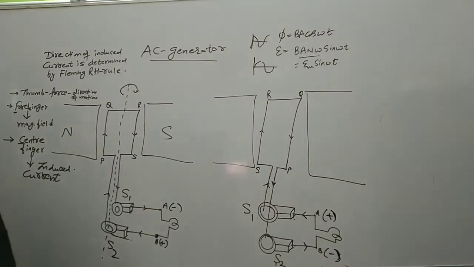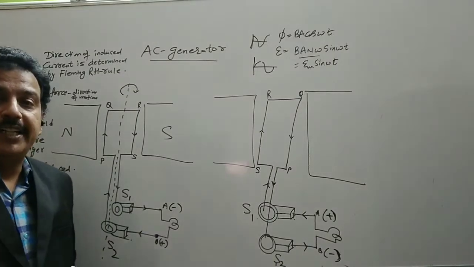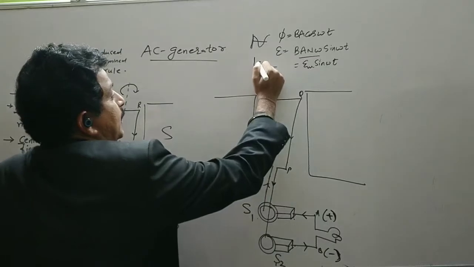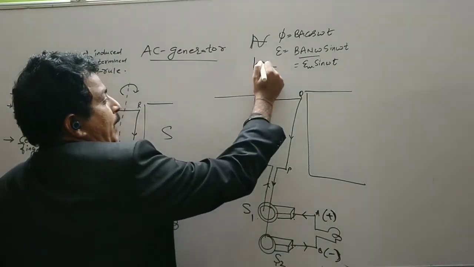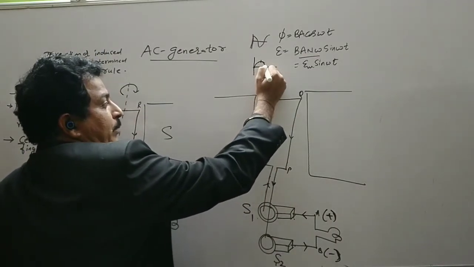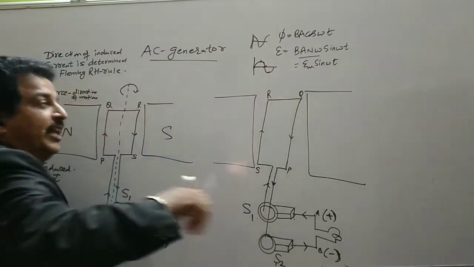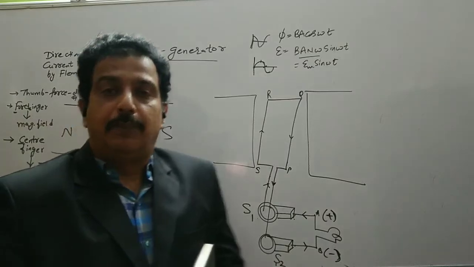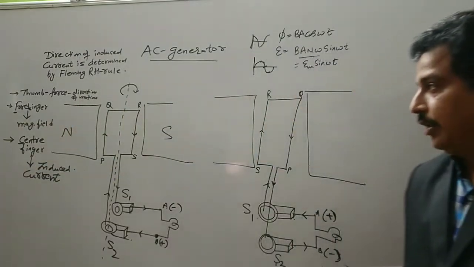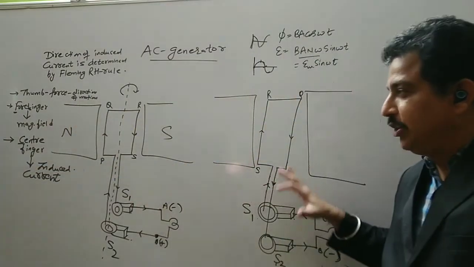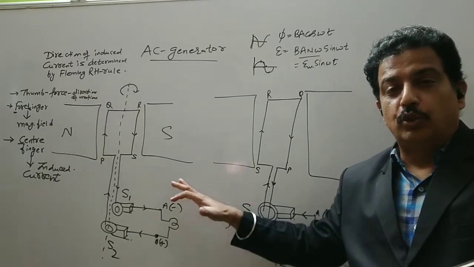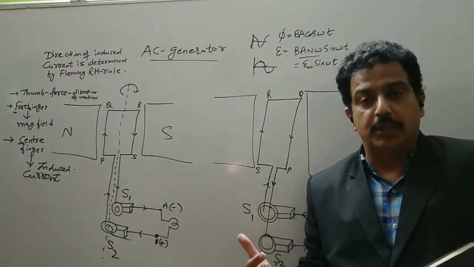But the polarity will change after 180 degrees. If I take a graph like this, 0 to maximum, maximum to minimum, then the polarity changes after 180 degrees. After every half cycle, the polarity will change. So these are only the two positions shown to understand the direction of the induced current.